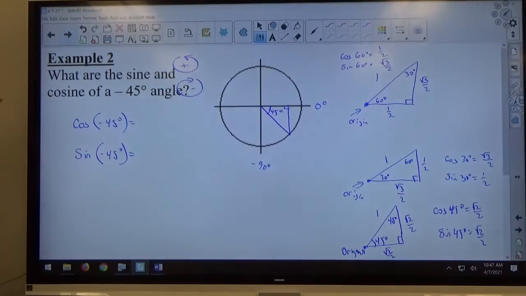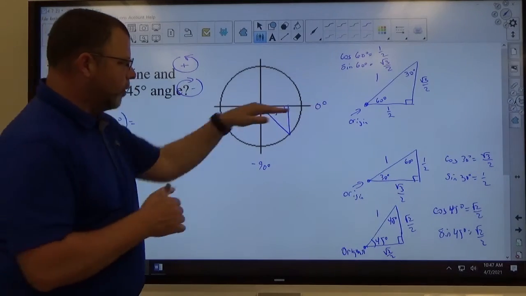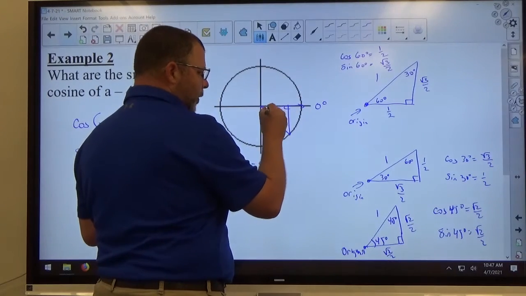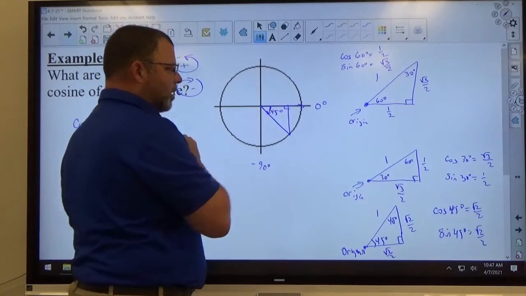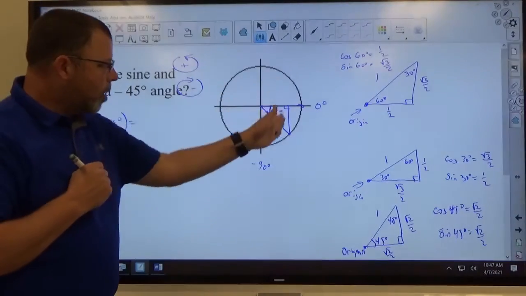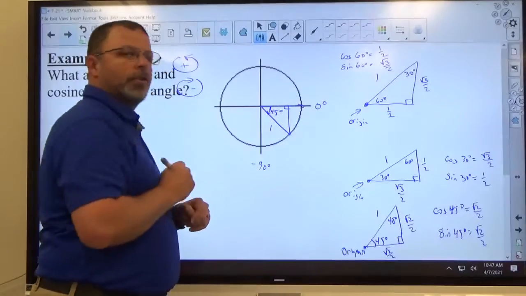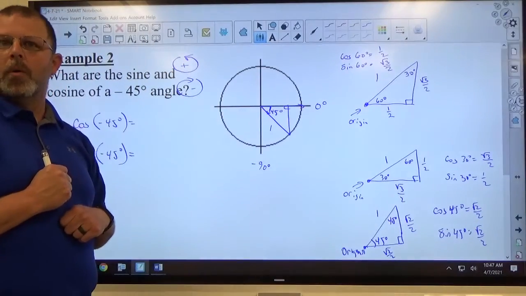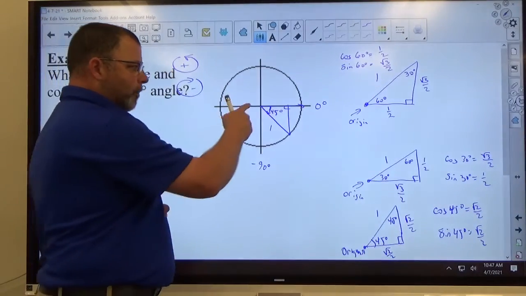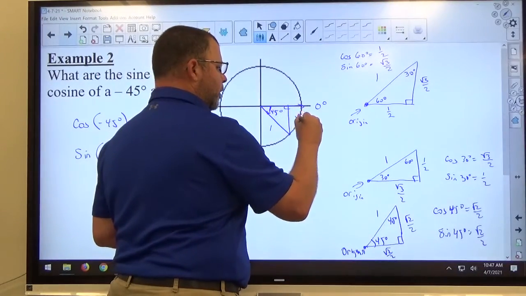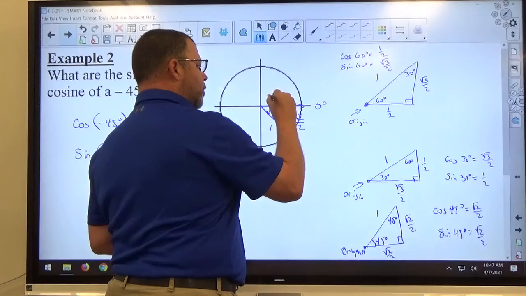So, just like the last problem, you graph the angle in standard form. Standard form, here's 0 degrees. We measure whatever direction they tell me to go, in this case negative 45 degrees, so that gets me right there. I draw my right angle in straight down like that. This is 1, because the hypotenuse is always 1, we're in the unit circle, always in the unit circle. And for 45, 45, 90, that's this one. This is the square root of 2 over 2. This is the square root of 2 over 2.